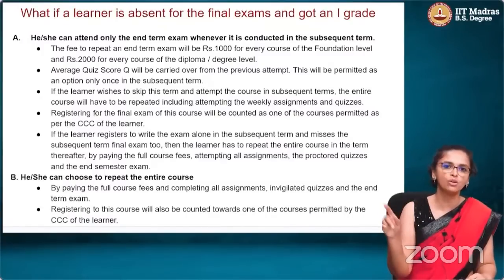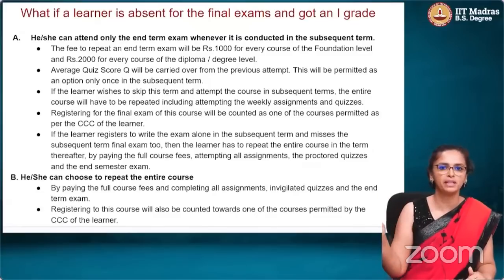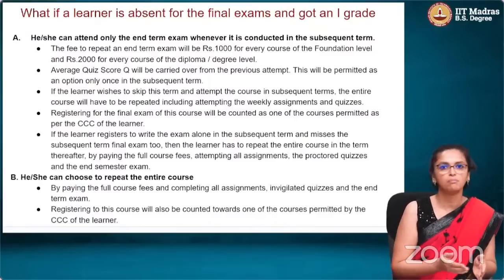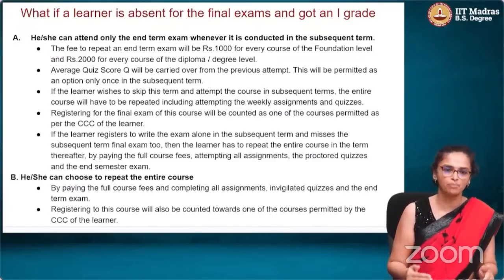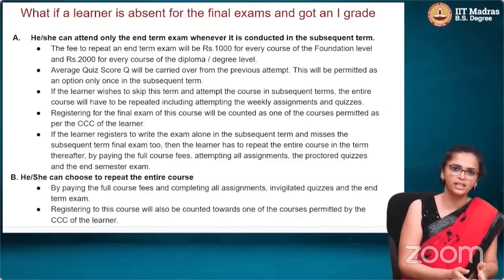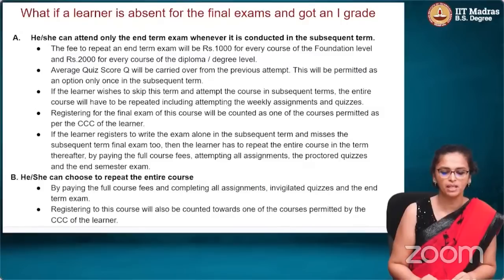So when any course has an I grade, during course registration, there will be two options that open up. Do you want to write the end term alone, or do you want to repeat the entire course? You can choose either of the options depending on maybe the marks that you got in the assessments were very less, that you want to repeat it again and improve your marks, or maybe you thought I did very well in the course components and I only want to write the final exam alone. So that is what is said here.